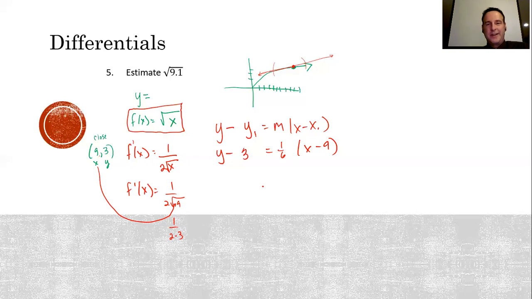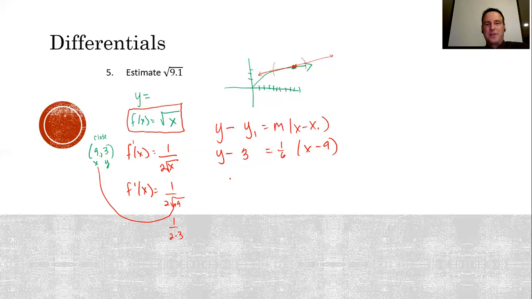Okay, and here's the idea. I may not know exactly what the square root of 9.1 is, but maybe 9.1 is just to the right of this. And the gap between that and my true green function, the f of x green function, and the red linear tangent line at that point, they're so close together.